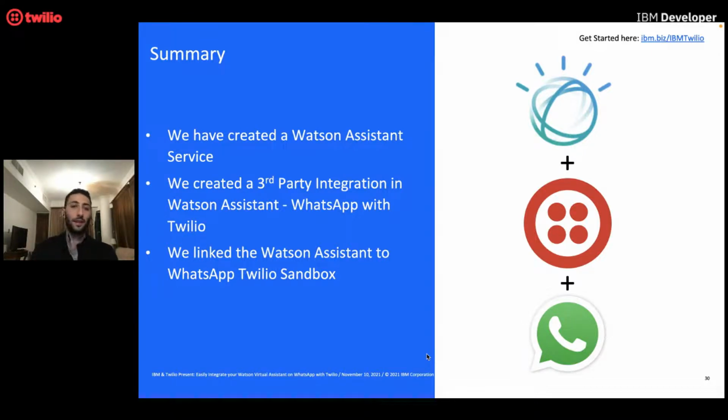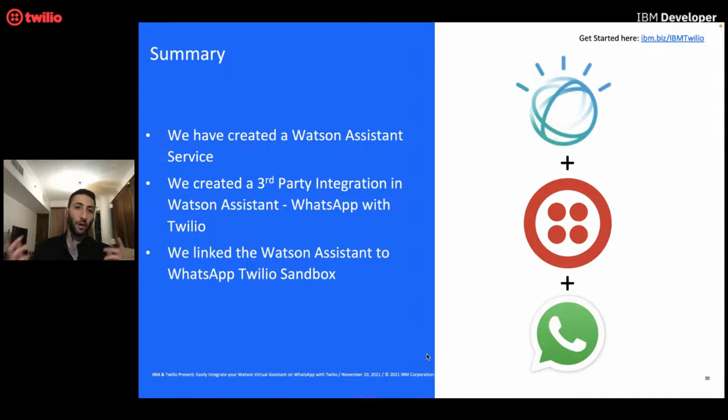The first thing is that you created your IBM Cloud account and the Watson Assistant service. This is a service that helps us design and develop a chatbot. Since we were not focusing on the chatbot itself, we imported an existing development skill about the flood disaster kit. It was already done for you, you just had to import it. Then we created a third-party integration in Watson Assistant, which is WhatsApp with Twilio.